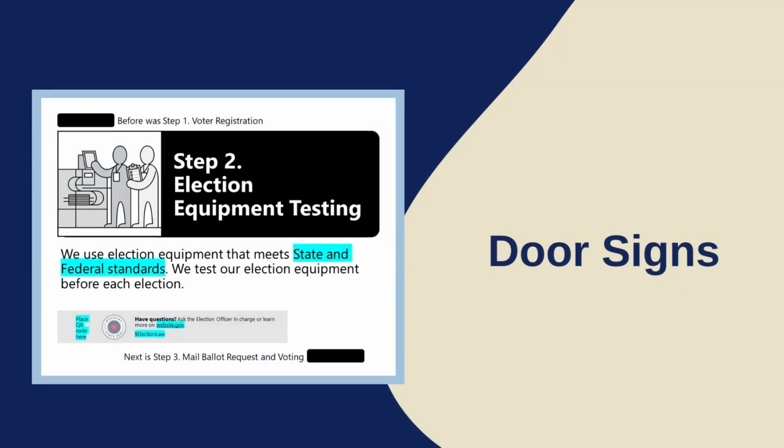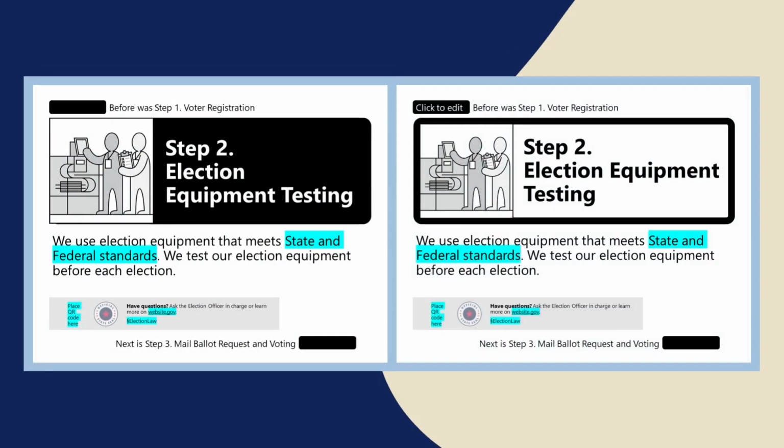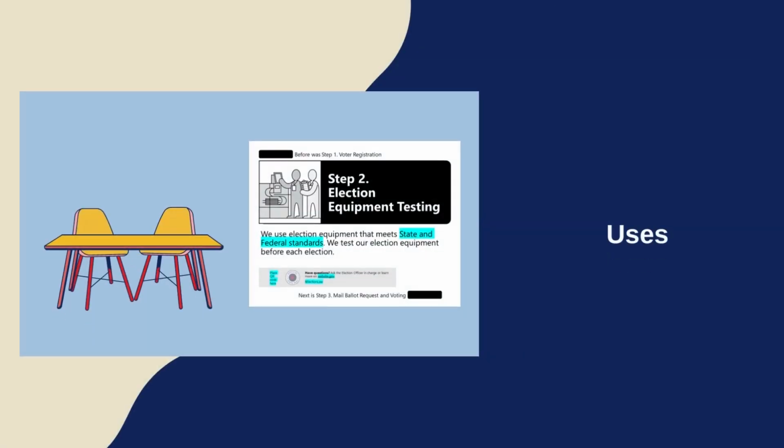Door signs. Like the overhead signs, door signs can help identify what processes are happening at each station, but they are intended to be read at a closer distance. Templates. The overhead sign template includes files in both PowerPoint and InDesign. You also have the option of printing this document vertically or horizontally, as well as using heavy ink or light ink. Uses. Tape door signs to walls or tables, or place on top of stanchions next to each appropriate station.